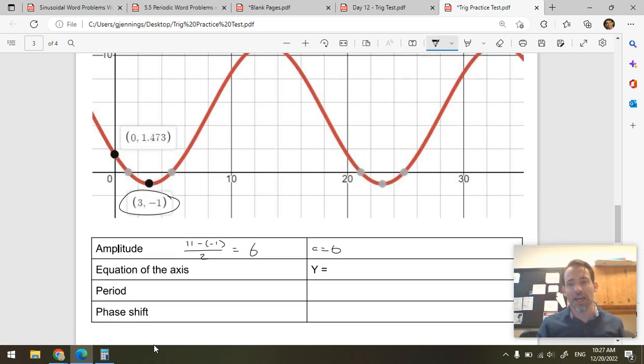Okay. What's the equation of the axis? For this one, you take the average of the maximum and the minimum, not the difference, and that already involves dividing by 2. So this one is 11 plus -1 divided by 2, and that equals 5. So y equals 5 for the axis.